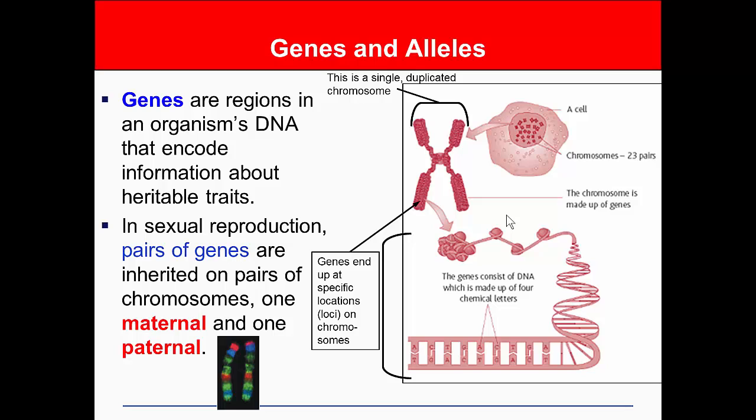So in a sexually reproducing species, individuals get pairs of genes because they get one chromosome from their mother and then they get a second chromosome from their father that are going to have the same genes on them. So one maternal chromosome and one paternal chromosome. And the genes here are the same as the genes here, but you might have slightly different versions of those genes.